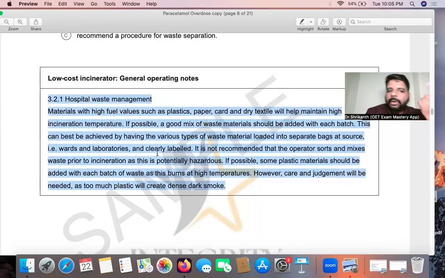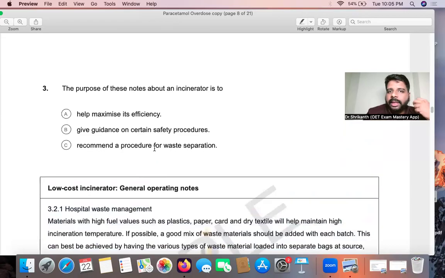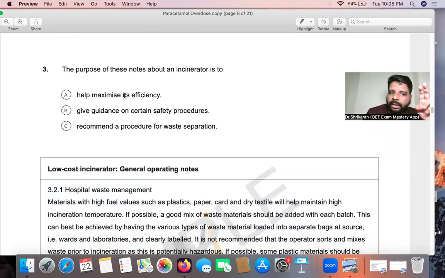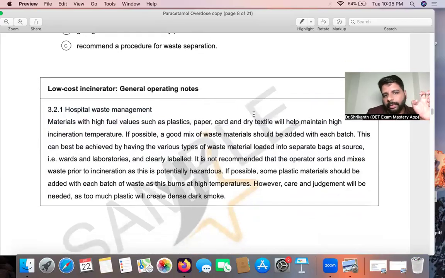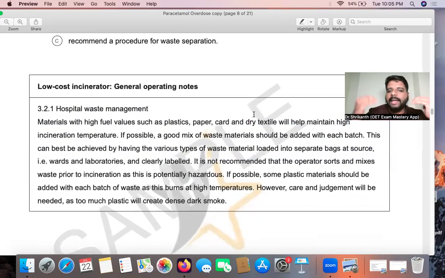But on the other hand, if a student reads the question first, the student knows, okay, this is a purpose type question. That means after reading this, I must understand why this was written, the reason for writing this particular paragraph. And over here, it is about an incinerator. So why were these notes about an incinerator written? With that clarity, you then read through the answer options, so you know the keywords here as well. So the student has much more clarity, a much wider understanding.